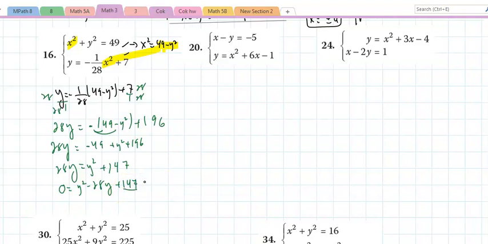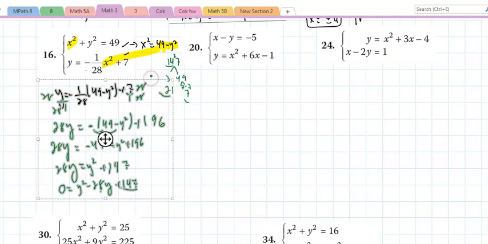So 3 divides this. 147 divided by 3: 3 divides 14 4 times, we have 2 left over, 3 divides 27 9 times. That's 49. I want two factors that add to get me 28. That's not going to work. Take a 7 out. That's 3 times 7 times 7. So isn't that 21 and 7? There you go. Those add up to give you 28.